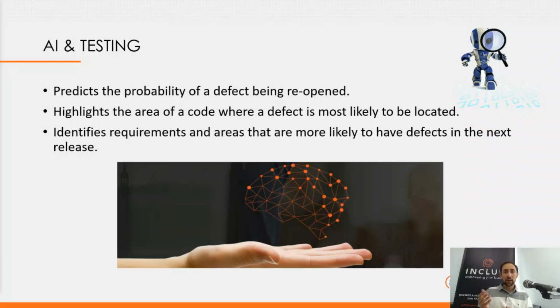For example, I found examples on the web showing that we can use machine learning to predict if a defect could be reopened in the future. We can identify, based on the code lines and the way the code was written, whether we can find issues in that part of the code. Also, based on the way a requirement was written, we can predict whether we may have issues or defects in the future. So these are some examples of how we can mix machine learning with testing.